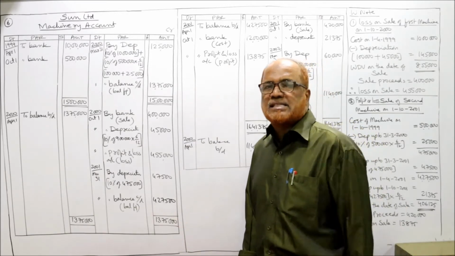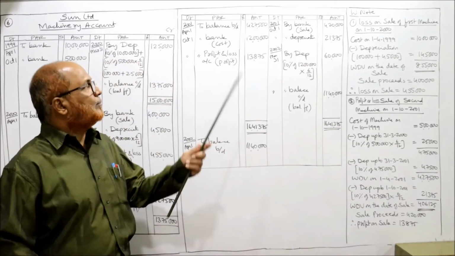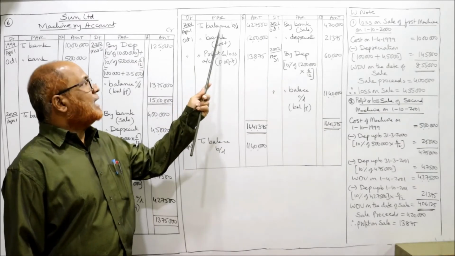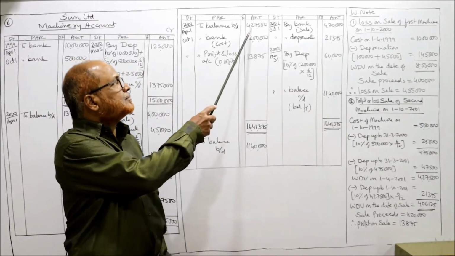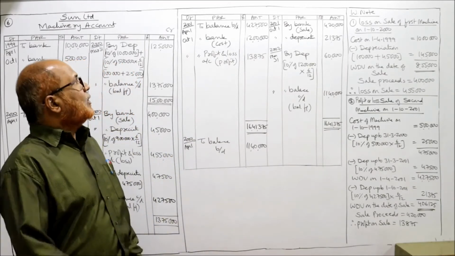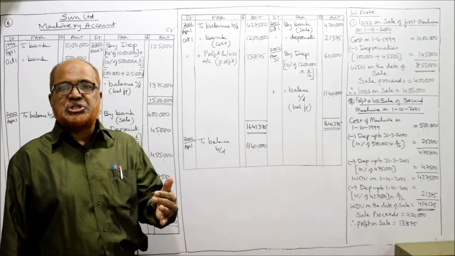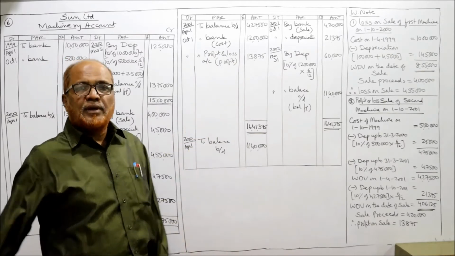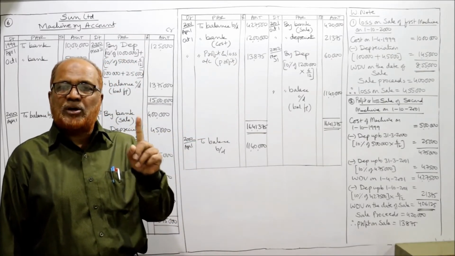Now we'll start the next year. Next year will begin from 1st April 2001. Here, April 1st 2001, to balance brought down 4 lakh 27,500. Now it is given that on 1st October 2001, a new plant was purchased. So to bank, cost 12 lakh. 12 lakh rupees worth of new plant was purchased on 1st October 2001.